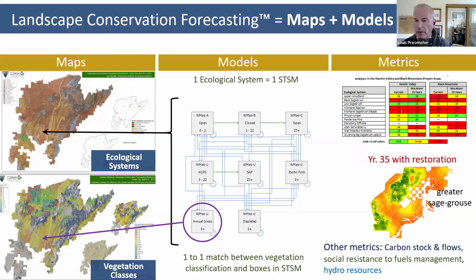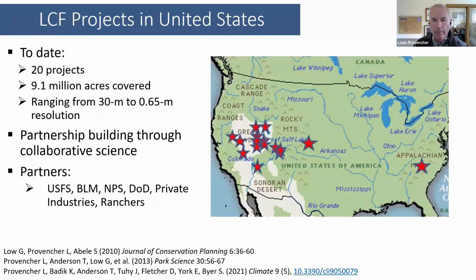But we do other metrics. Some of our partners will ask us about habitat suitability for a species. Here we have a metric of habitat suitability for greater sage-grouse where we managed for 35 years. This is active management, and then we calculated what happens to suitability after 35 years of management. We compare that to the no-action scenario. I'm not showing that, as I don't want to make this too busy. In some cases we did a carbon stock and flow model, and I've done that. Social resistance to fuels management we're doing currently on a project. We've done a hydrologic resource measure, the increased runoff or recharge due to forest management. So that's something we've done and are doing.